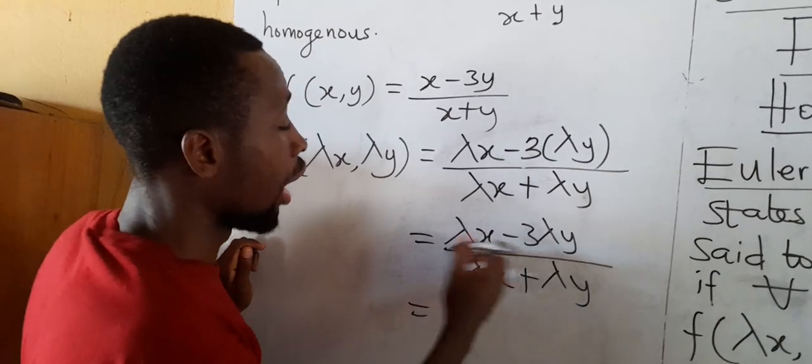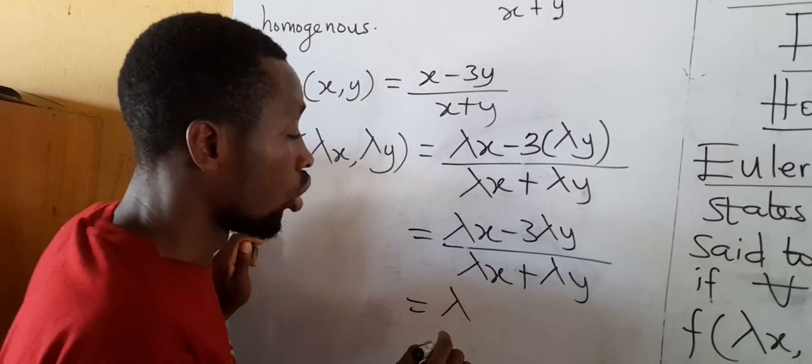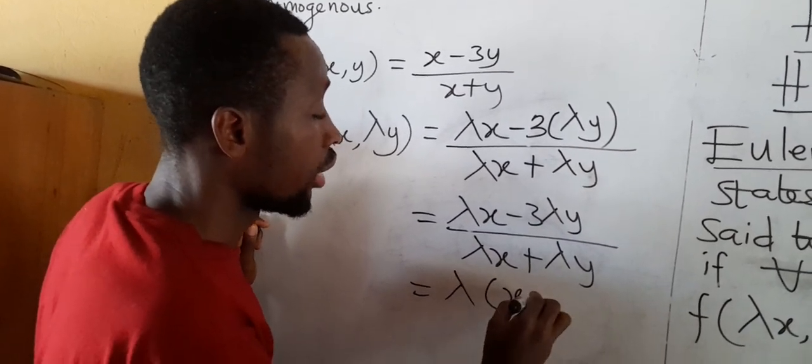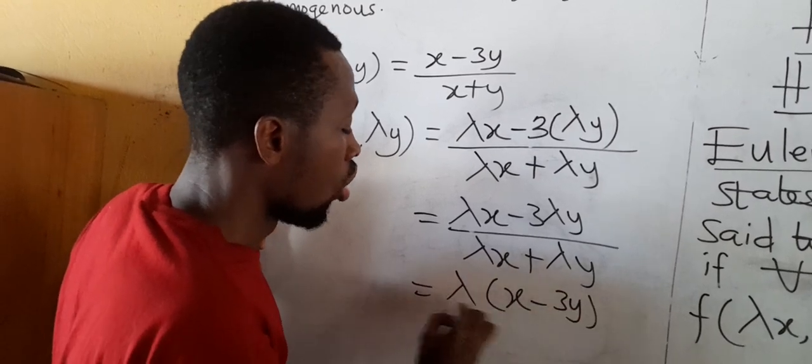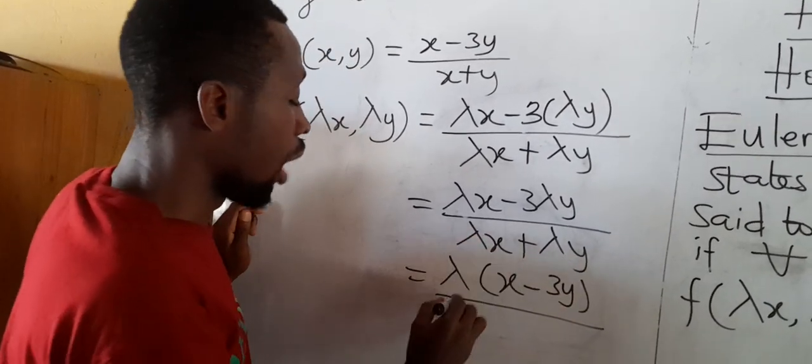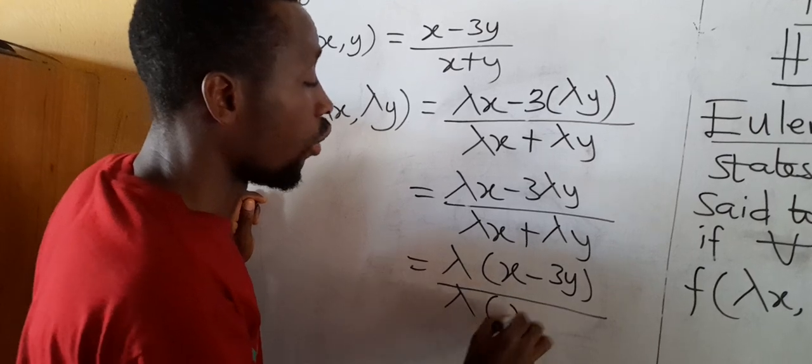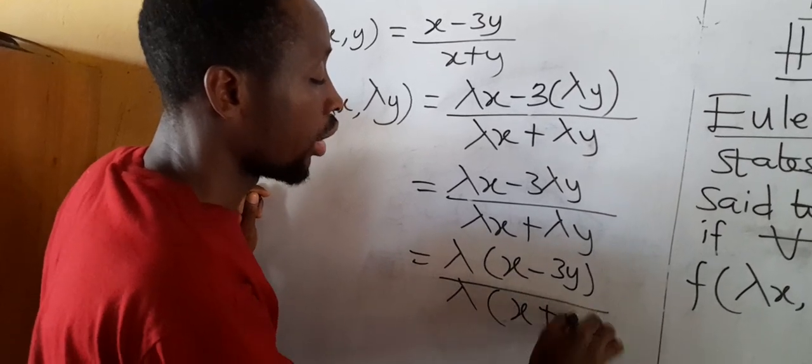So what is common here? Lambda is common, so we'll bring it out. What is left? You have x minus 3y all over. What is common here? Lambda is common again. What is left? x plus y.